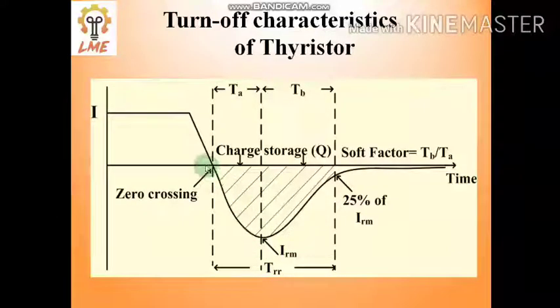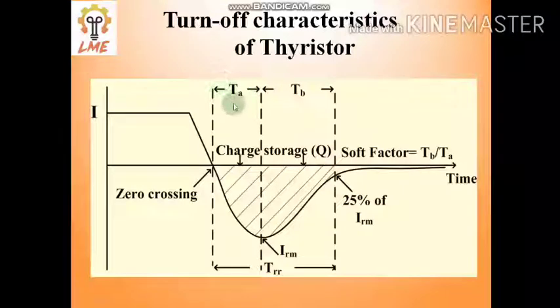the turn-off characteristics time period as starting from this zero crossing. When it reaches 100, then 25% of 100 means 25, so it considers the time period from 0 to 25 ampere, if the peak value of current is 100. If the peak value of current is 200, then we consider 0 to 50 ampere as the turn-off characteristics time period.